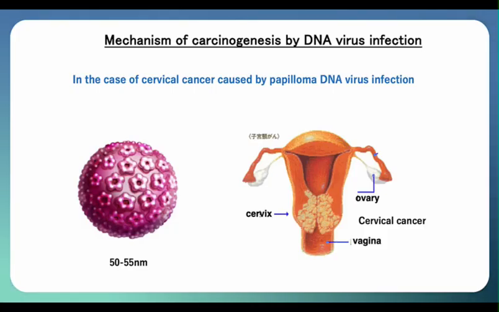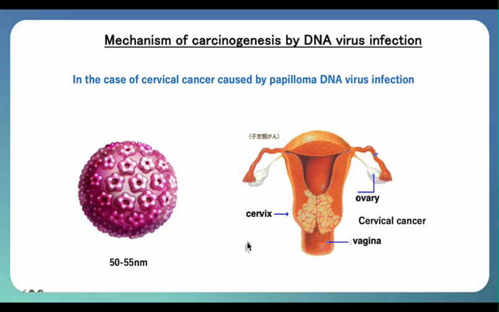I would like to explain about carcinogenesis caused by various viral infections. First, I will explain the carcinogenesis caused by DNA viral infections. As an example, I will explain the development of cervical cancer caused by infection with the papilloma DNA virus, which has a circular double-stranded DNA.